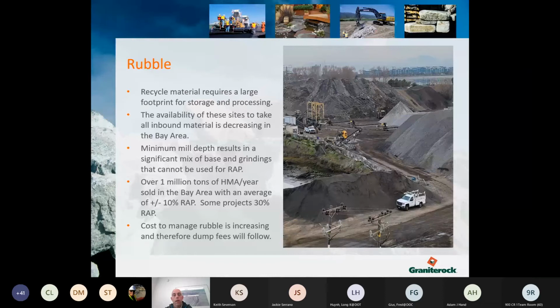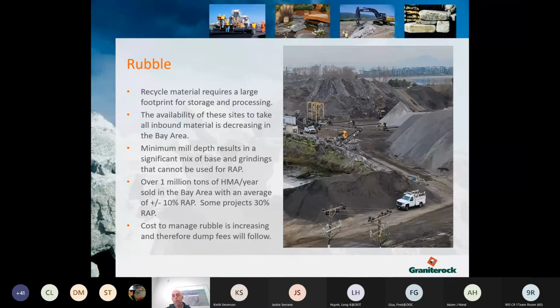So rubble requires a large footprint for storage and processing, and there's just not a lot of land available to do this. And as we get encroachment, we have environmental concerns we have to be accountable for. We have housing developments, so no one wants to see this next to their site. So it's tougher and tougher to operate in these environments. There's fewer sites willing and able to take all this material. We talked about the mill depth. Sometimes that causes a mix of grindings and base rock to come into a site that's not usable for RAP.